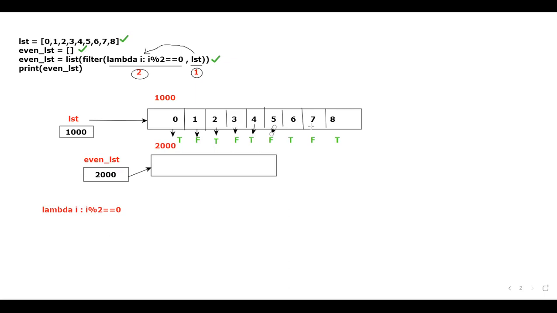Is that clear? At last, whichever data whose evaluated answer is true will come and sit within the filter function as what? Filter object. Later, you're converting that filter object into a list object. That's the reason, if you print E1_list, you people will get the output as what? 0, 2, 4, 6, 8.